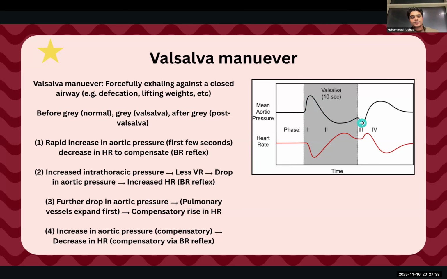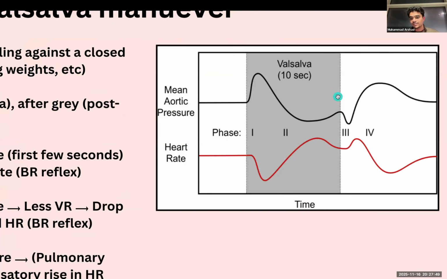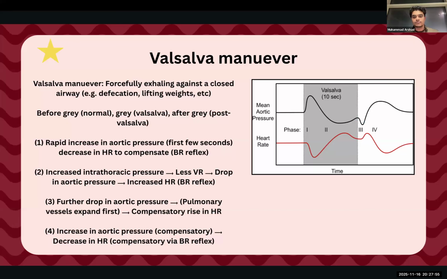Now, what is 3 referring to? This is actually a very interesting thing to me personally. You have a further drop in aortic pressure. So if you look at 3, it's actually outside of the Valsalva maneuver. So at this point, we're recovering, right? And this is immediately after you stop the Valsalva maneuver. So what's actually happening immediately after you stop? You still have a decrease in the mean aortic pressure.